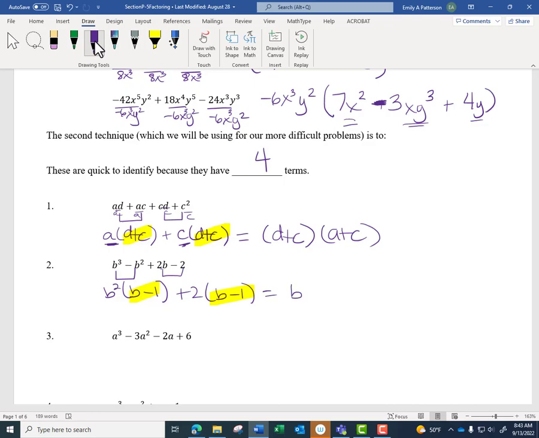If one was b minus 1 and one was b plus 1, it's going to be prime. I can't factor it, or I have to look for another method. So what's left is, well, we took the b minus 1 out of each term and put it out in front, so the b squared is left, and the plus 2 is left.